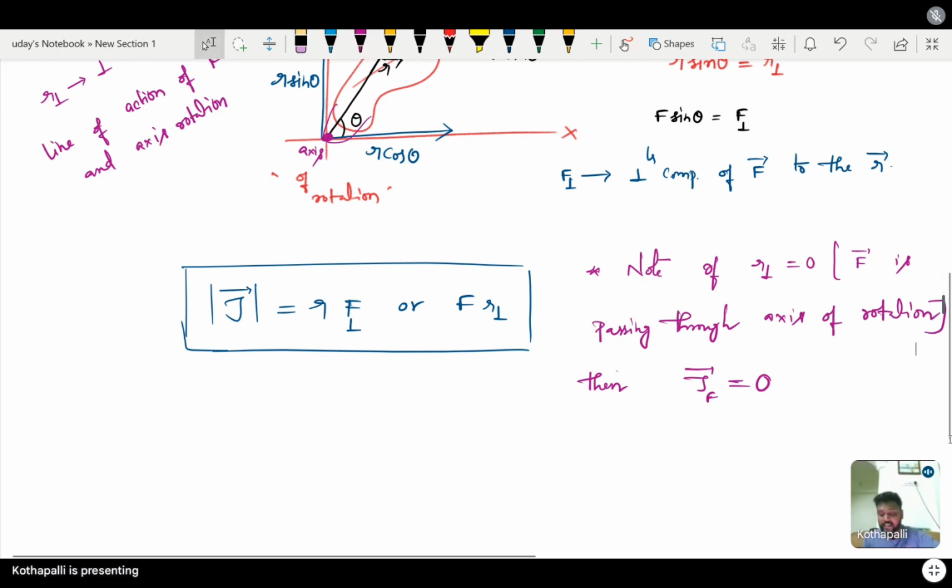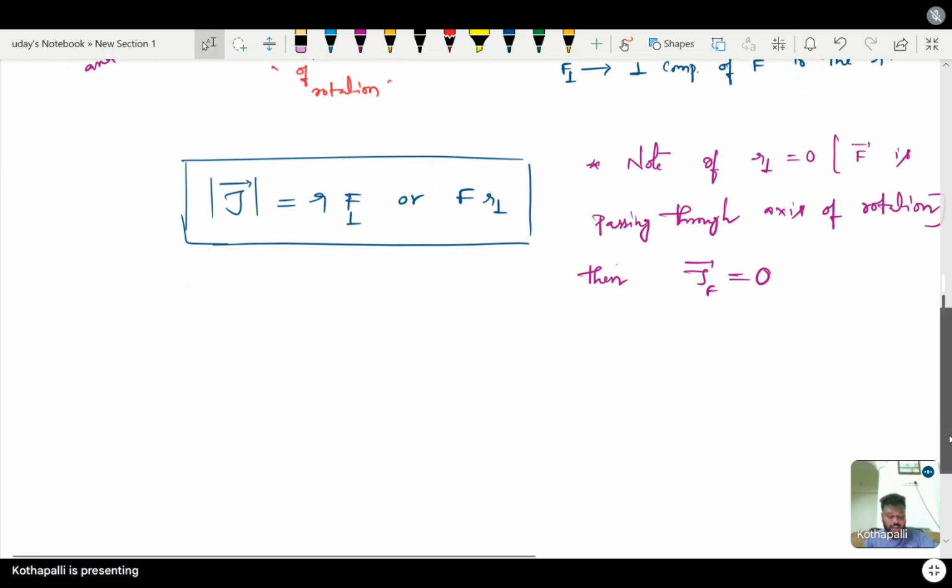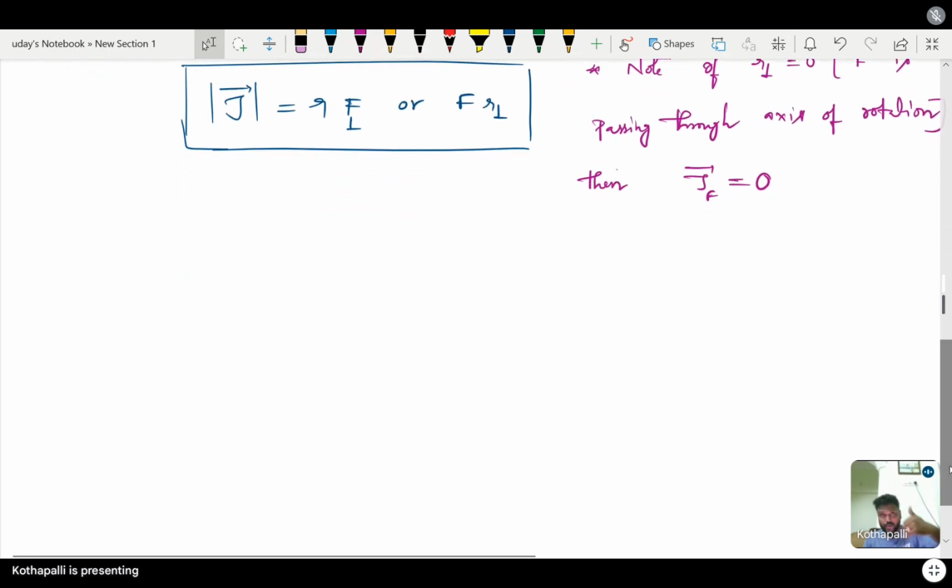Basic problems like this they'll ask in the NEET exam. I'll write example questions, we'll see one or two models, and then we'll go to other expressions of torque. Okay, look at this example.